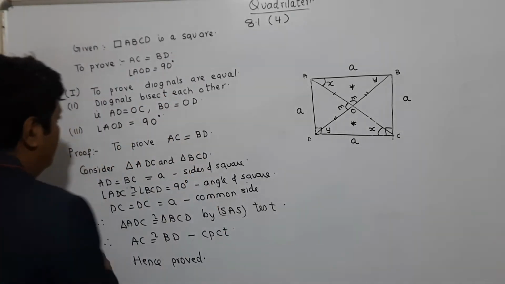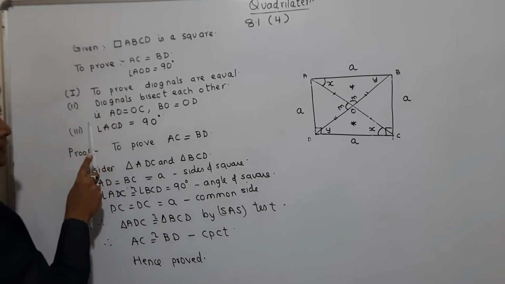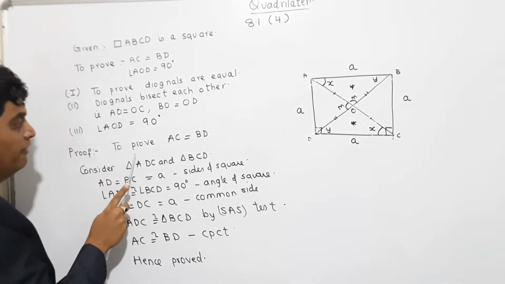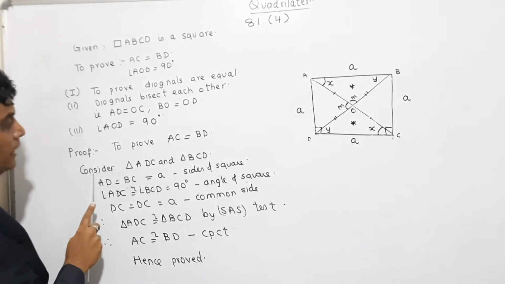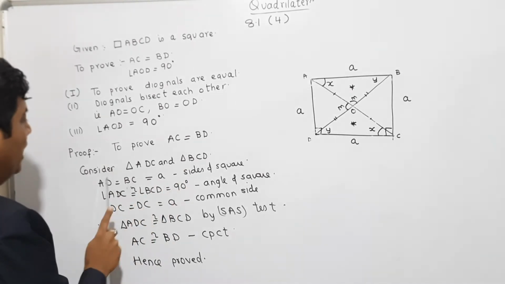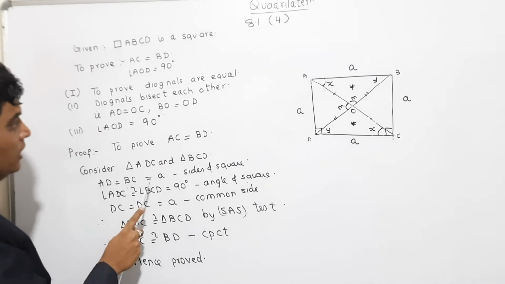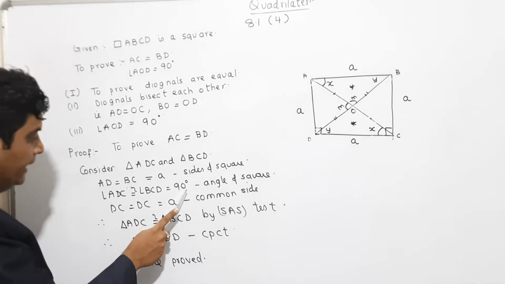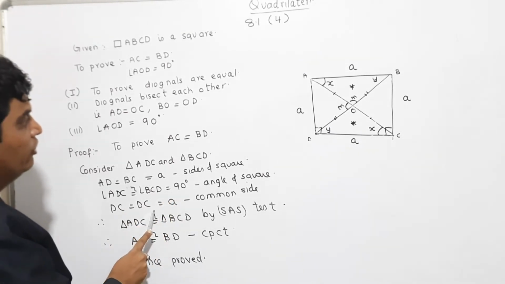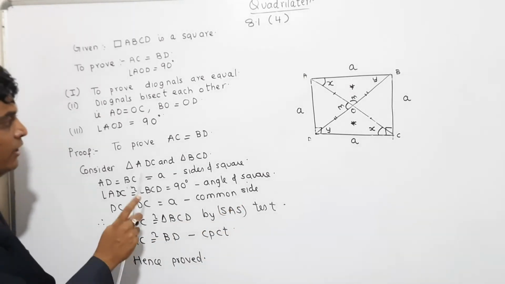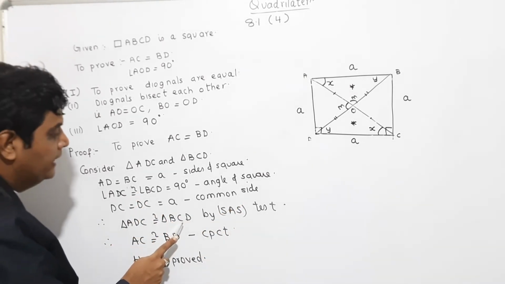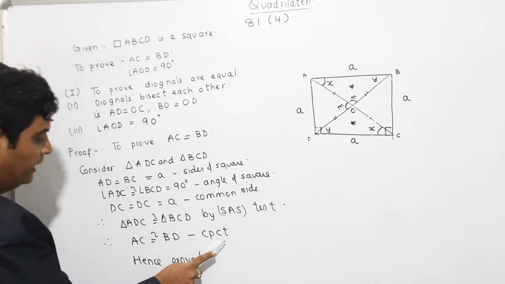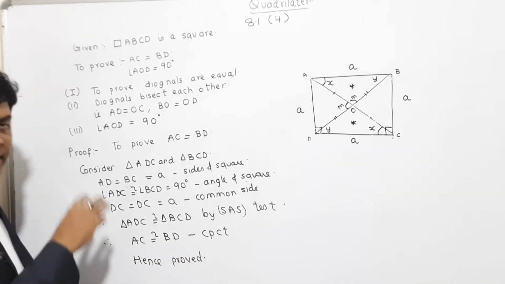So I have written the first part. Proof. We have to prove three parts: diagonals are equal, diagonals bisect each other, and they are at right angles. First part, to prove AC is equal to BD. Consider triangle ADC and triangle BCD. AD is equal to BC, angle ADC is equal to angle BCD is equal to 90 degrees, and DC is equal to DC, common side. Therefore, triangle ADC is congruent to triangle BCD by SAS test of congruence. Therefore, AC is equal to BD by CPCT. Hence, it is proved. Please note down this.